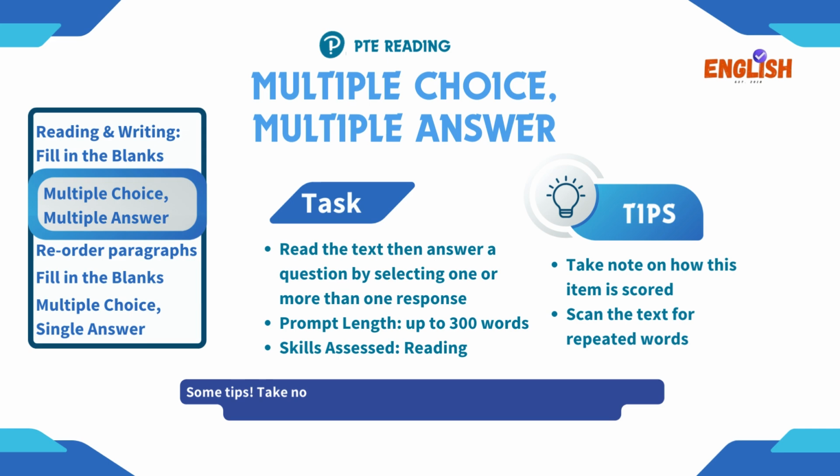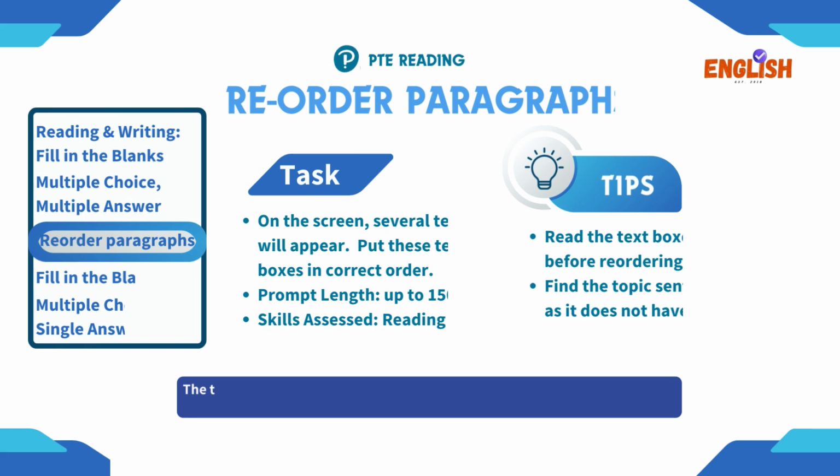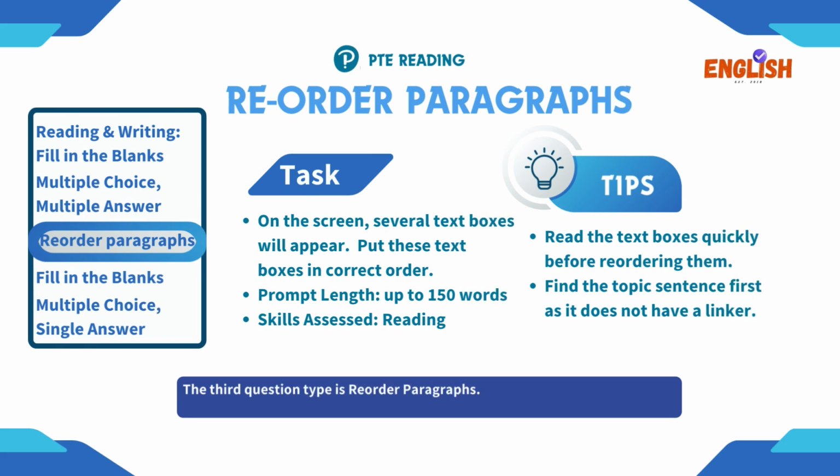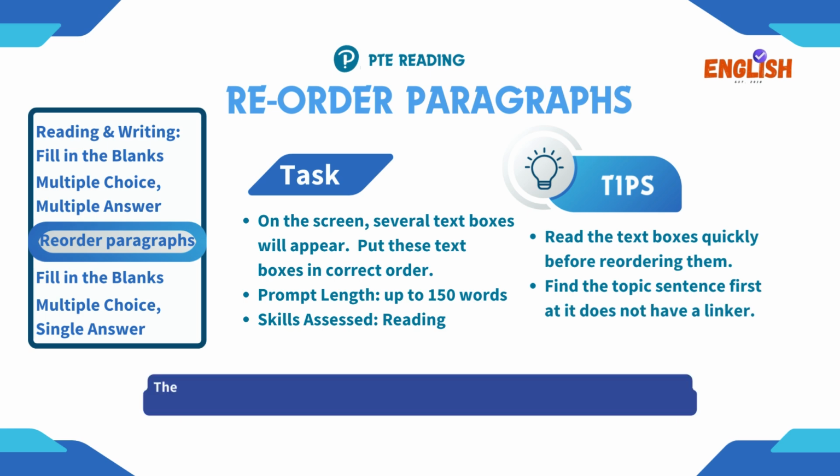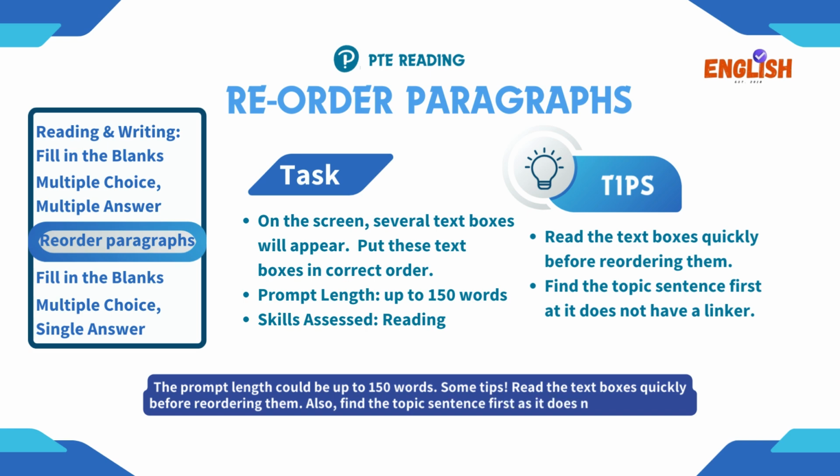Some tips. Take note on how this item is scored as every incorrect answer makes you lose points. And scan the text for repeated words. The third question type is reorder paragraphs. In this task, several text boxes will appear on the screen and you must put these text boxes in correct order. The prompt length could be up to 150 words. Some tips. Read the text boxes quickly before reordering them. Also, find the topic sentence first as it does not have a linker.